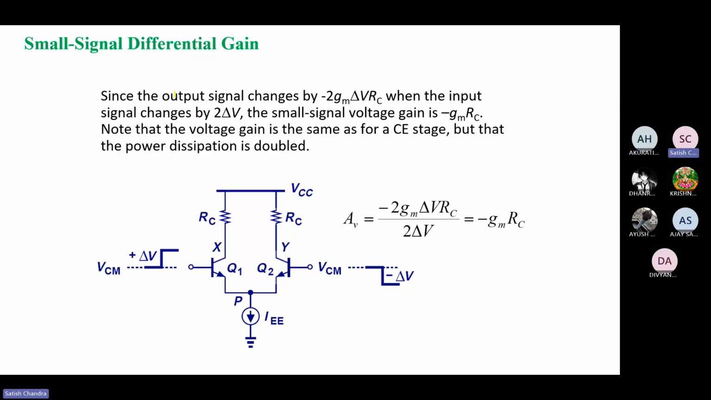If I check the current gain across this, sorry, I mean the voltage gain, what is going to happen? The voltage across the output terminal is 2 gm delta V RC, whatever voltage appears across this region. And the input we have given is 2 delta V. So we get the value minus gm RC.